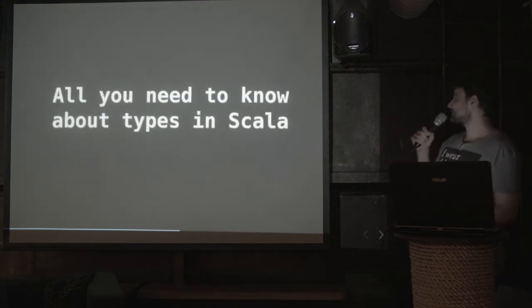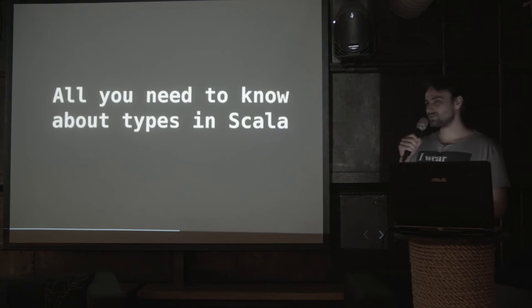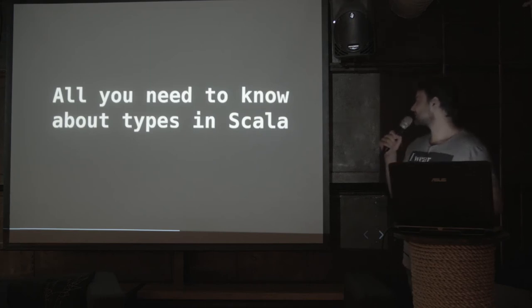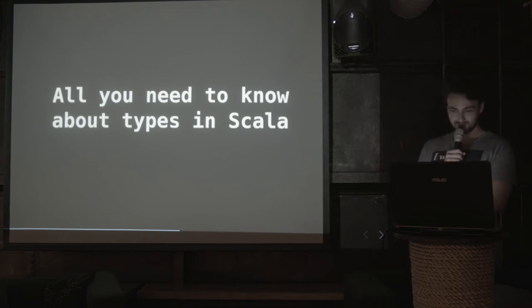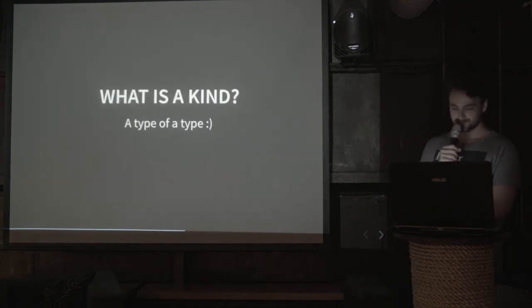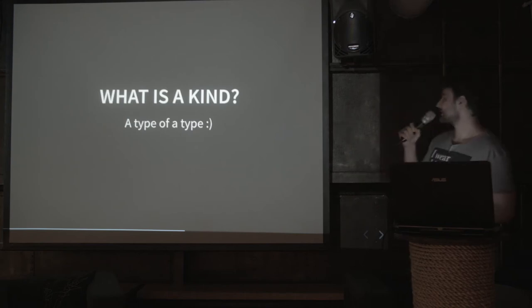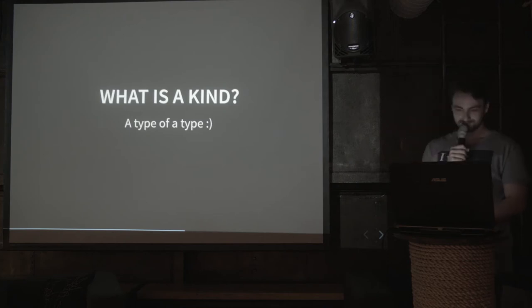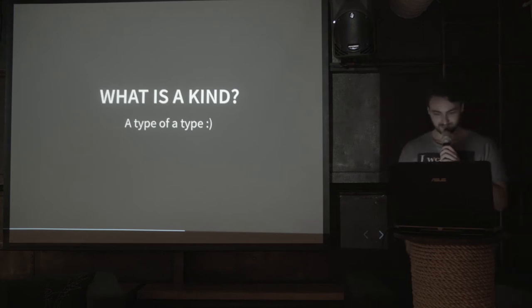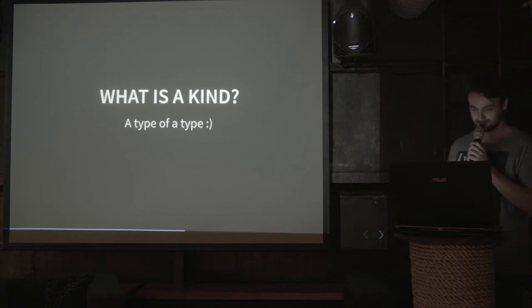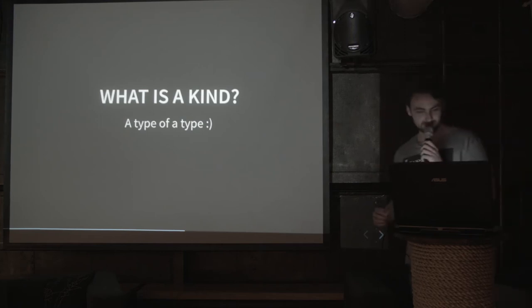So the second part is titled all you need to know about types in Scala, except, as I said in the beginning, we will skip several topics because they're not as interesting. So, first question is, what is a kind? Actually, the answer is that it's a type of a type, but I wonder if anyone understands it. So, let's try to run it in a console to show what a type is, what a kind is.